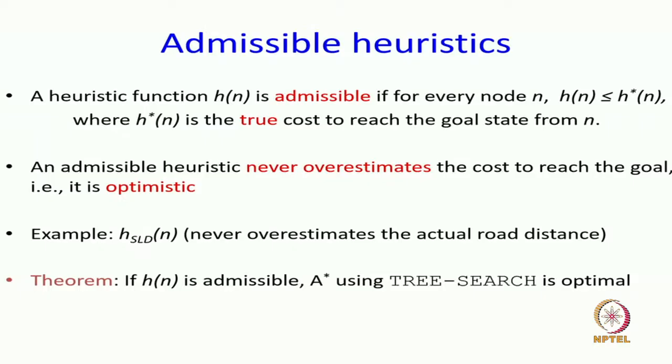However, what will be the meaning of optimism? The meaning of optimism would be that the cost to the goal is estimated as less than what it actually is. You feel that you will have to pay less cost than you actually end up paying. That is the meaning of admissibility.